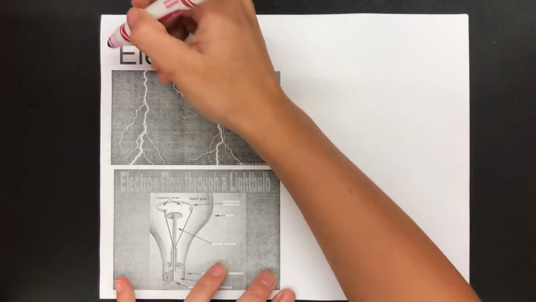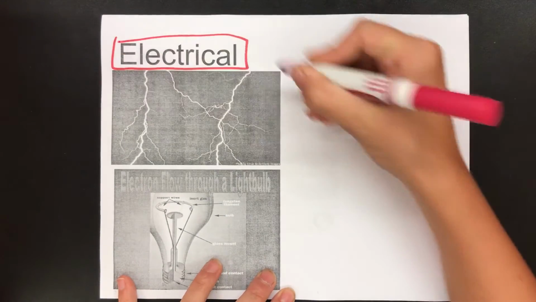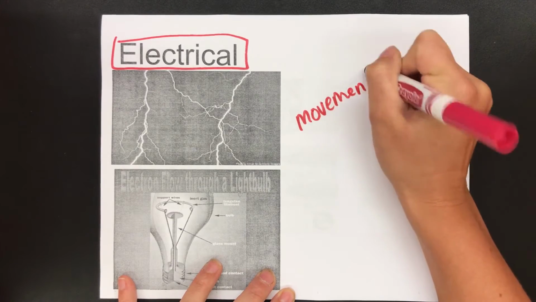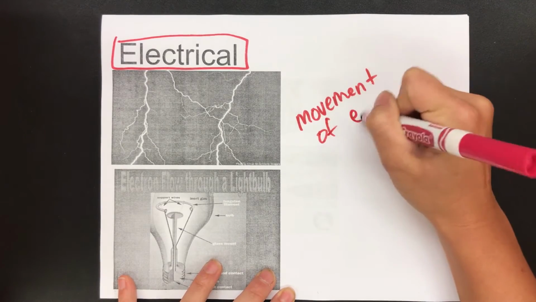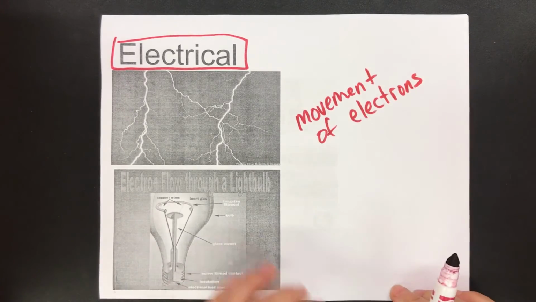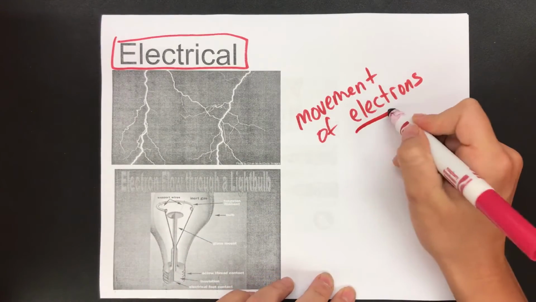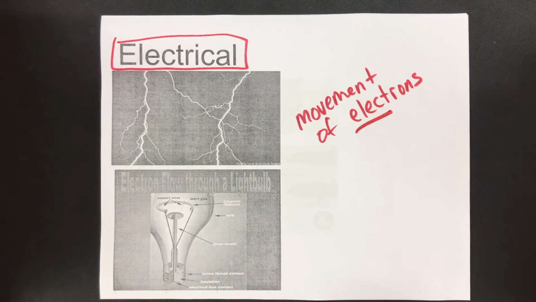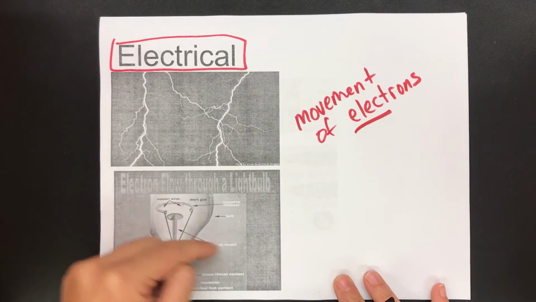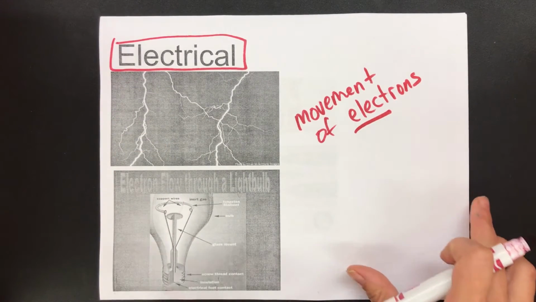Electrical, next one here, is the movement of electrons. If there's a flow of electrons happening, that's the whole reason we have electricity, is because of electrons. That's how that prefix names it here. So lightning, a circuit, a light bulb, those kind of things, you've got electricity going on.